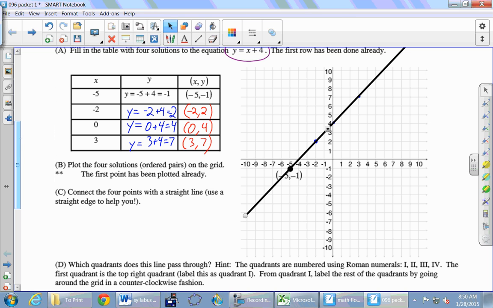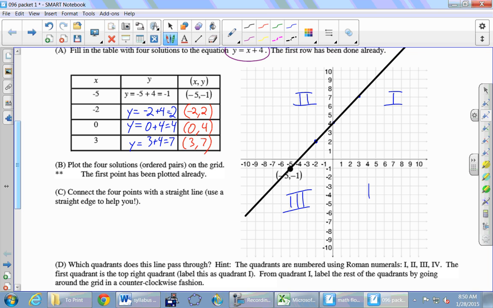Okay, so what's our answer to which quadrants? 1, and then 2, and then 3. Yeah, so you can label these just in case you've forgotten Roman numerals. That's how they look. Then it doesn't go through quadrant 4. Any questions on this example?